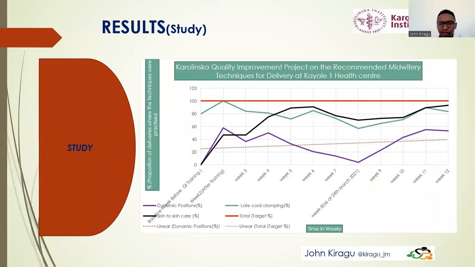On to the results. After the 12-week implementation period, the results show that the dynamic birth positions and the skin-to-skin techniques were not faring well. Their baseline was at 0, while the delayed cord clamping, its baseline was at 80%.